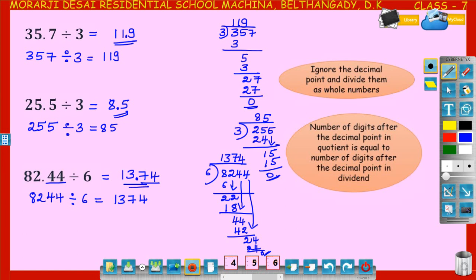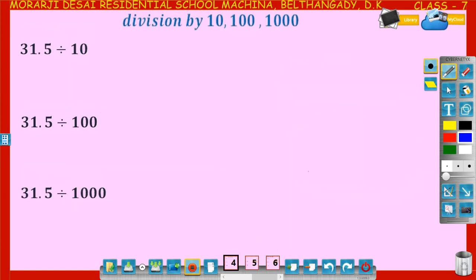In this way, we divide a decimal by a whole number. First remove the decimal point, then divide. After that, put the decimal point according to the number of digits after the decimal point in the dividend. If there is one digit after the decimal point in the dividend, then in the answer also there is one digit after the decimal point in the quotient. Now let us see the next one.